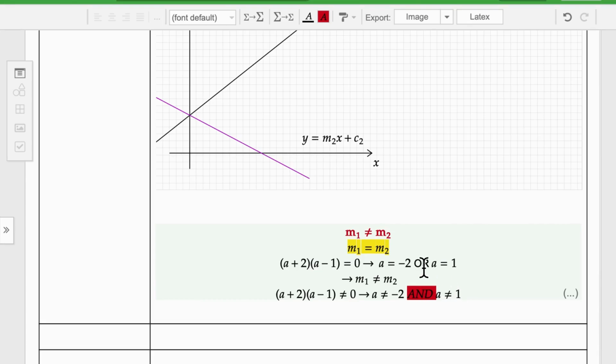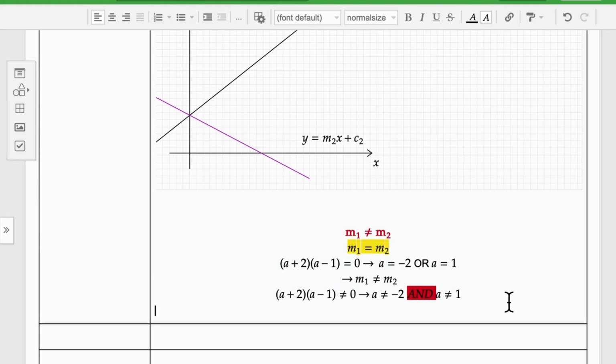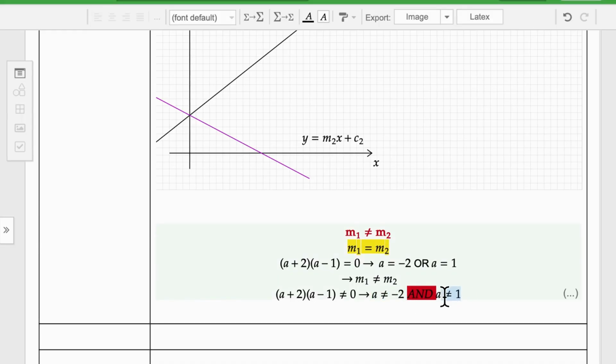So you need to change this "or" to "and", because as long as the number you select equals either of these, it will make this quadratic zero, or the gradients to be the same as each other. I hope it is clear. So we need to negate this "or" into an "and" to figure out the solution of the not inequality.